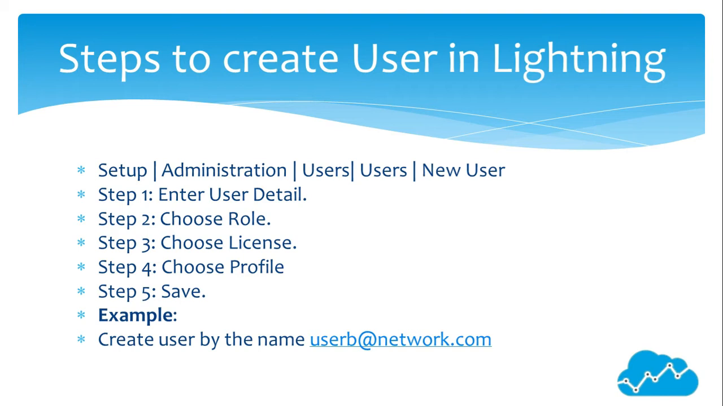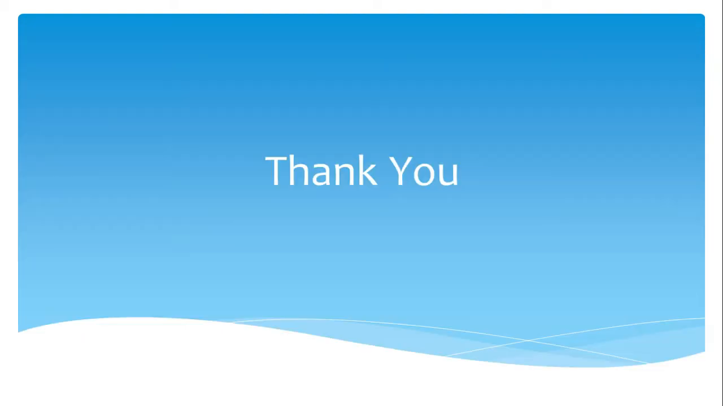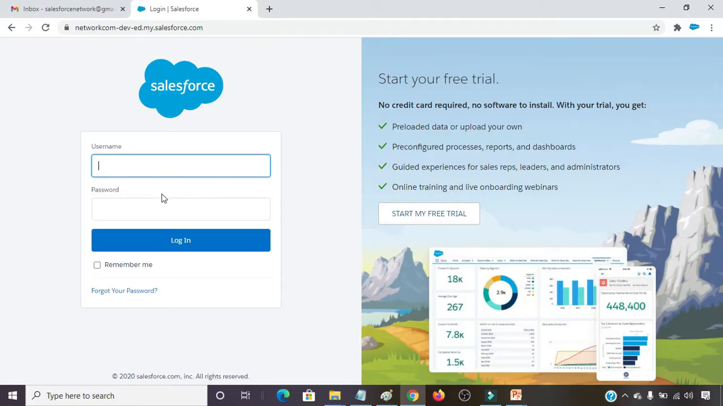Steps to create a user in Lightning view: Setup, Administration, Users, New User. Step 1, enter user details. Step 2, choose role. Step 3, choose license. Step 4, choose profile. Step 5, save. For example, create a user by the name userb@network.com. So coming back to our practical session, first we need to log in.